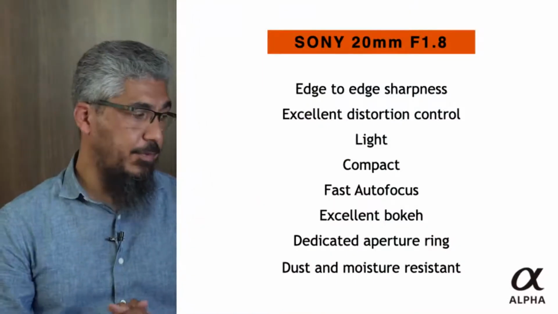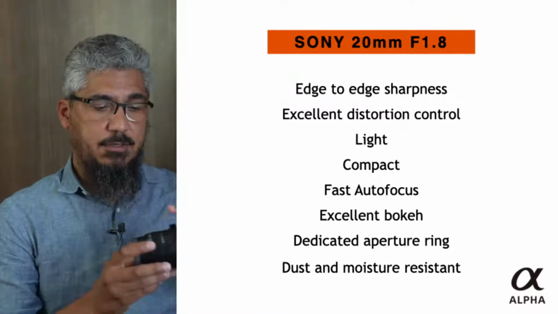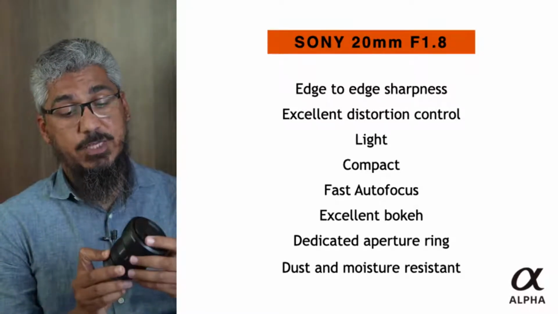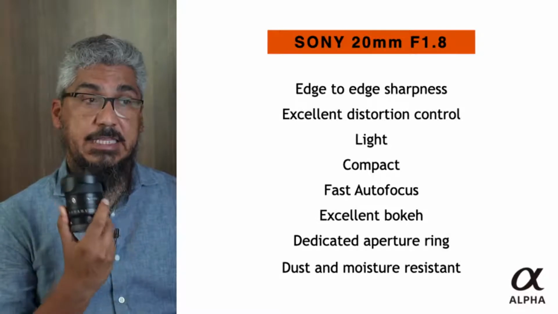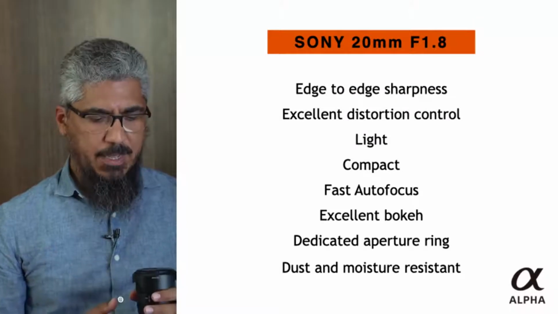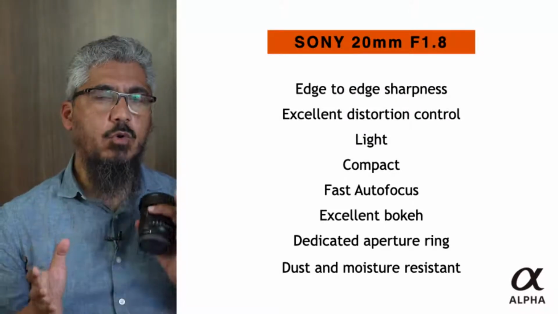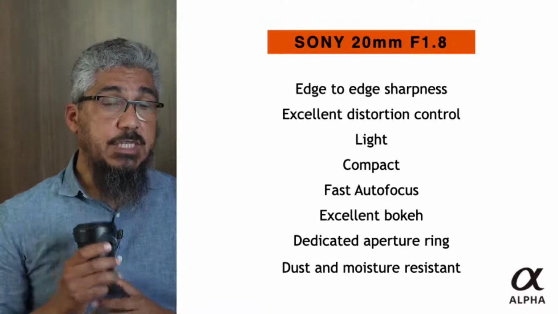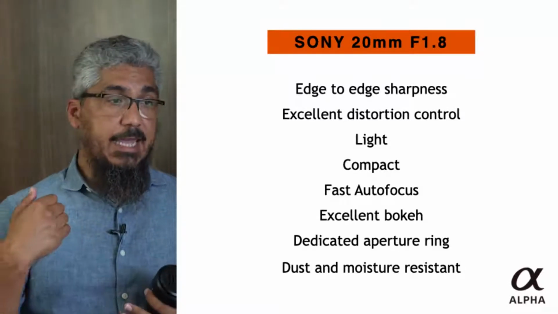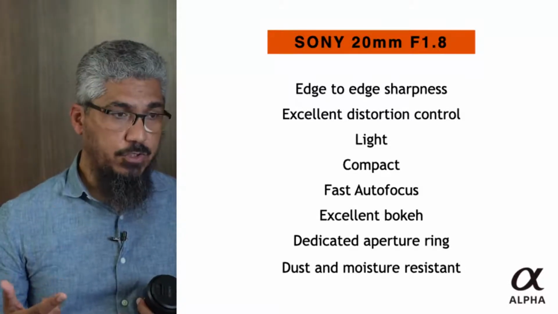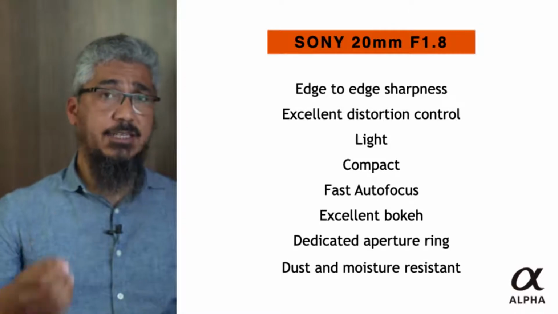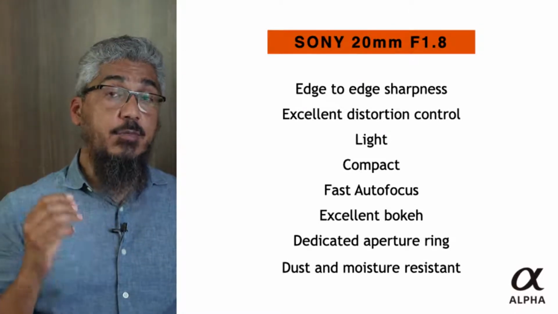Next lens up in the lineup is the 20mm. This is a G series lens. This is not a G Master lens, but this is the 20mm f1.8. This was a focal length that I wasn't really interested in, neither was Fatima. I always found that 20mm was a bit of an awkward focal range. But after using this lens, again, we were absolutely astounded. As you can see up on the screen, we have the points. Edge-to-edge sharpness is brilliant. Excellent distortion control. It's light and compact. As you can see there, that's the size of the lens. It's got extremely fast autofocus, excellent bokeh.